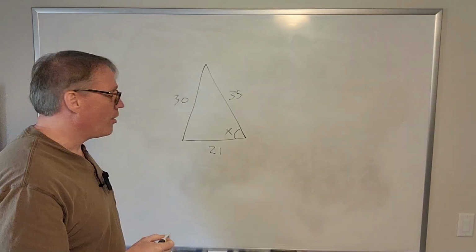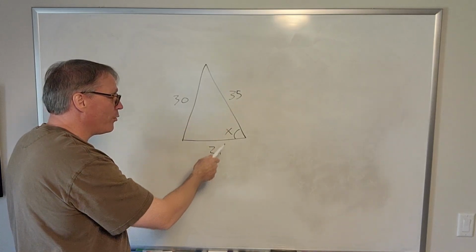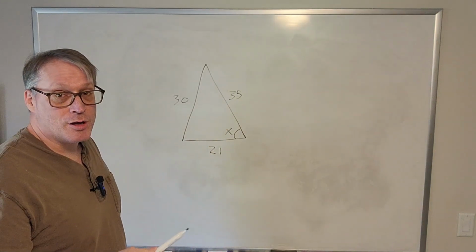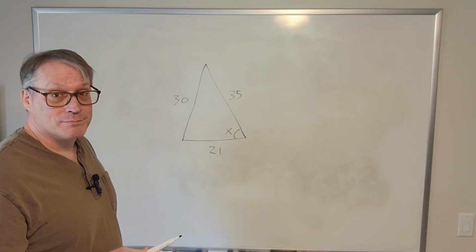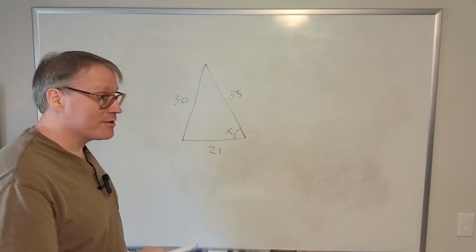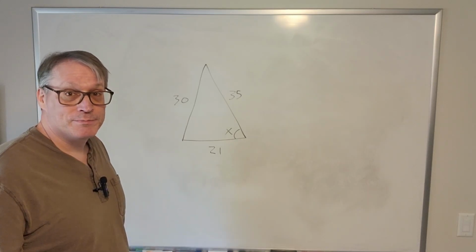Let's try one more. All right, we have this situation here. Side lengths 21, 30, and 35, and we want to find angle x. Is this a law of sines or a law of cosines problem? Law of cosines. How would you go about setting it up? Pause the video, give it a shot, resume when you're ready.